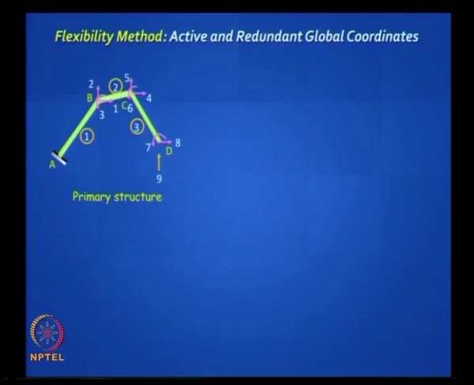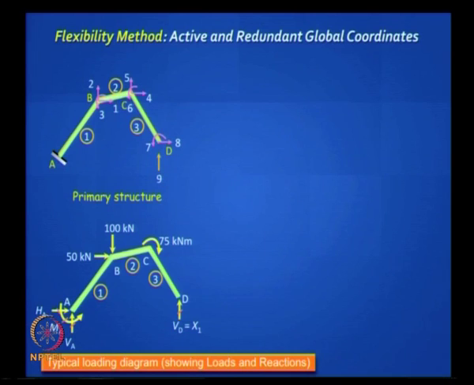So what do you do? Remove it. This is your primary structure, and to complete the picture, introduce your redundant as the next coordinate. So you put the Fx, the redundant force, here there is only 1; supposing you had 3, you would put 9, 10, 11 as your degrees of freedom in addition to the active degrees of freedom. We will call them redundant degrees of freedom.